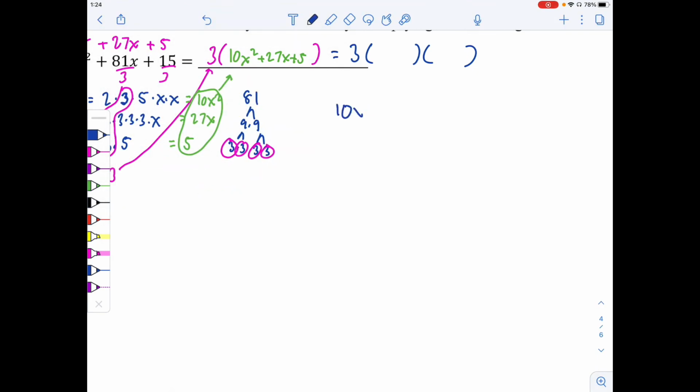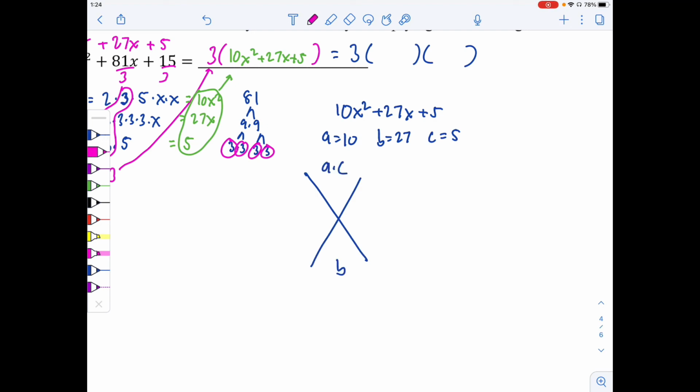So we have 10x squared plus 27x plus 5. Our a is 10, b is 27, c is 5. Set up our x: a times c on top, b on the bottom. So a times c, 10 times 5, 50, and b is in the middle, 27. So factors of 50 that add to 27. 1 times 50, no. 2 times 25, yes. That works, because that's 50. 2 plus 25 is 27. So that works right there.